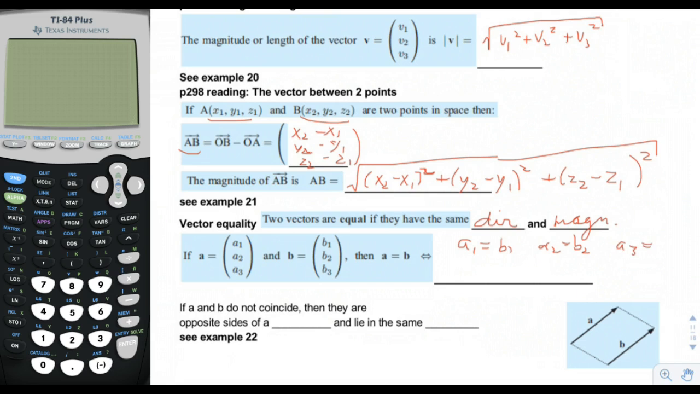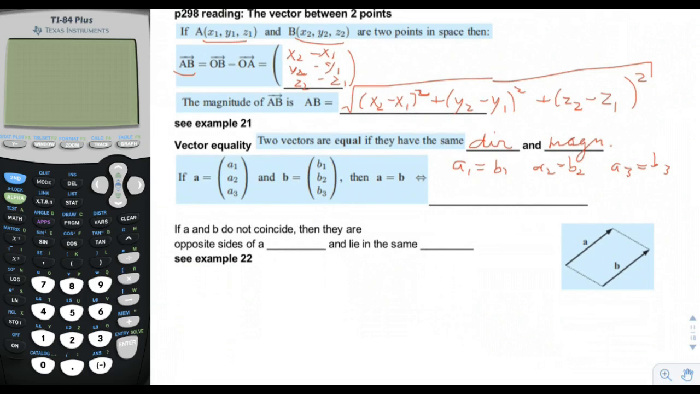If A and B do not coincide, then they are the opposite sides. And they're talking, and I should have put bold here, about vectors A and B. So we're continuing to talk about these two vectors A and B, which are equal to each other. So if they're not exactly on top of each other, which is what I mean by when they say if A and B do not coincide, then they look like this. They're on opposite sides of the parallelogram and they lie in the same plane.